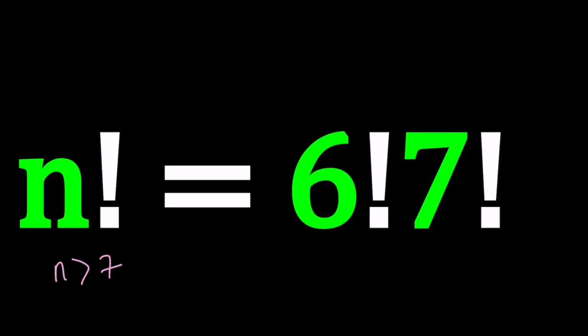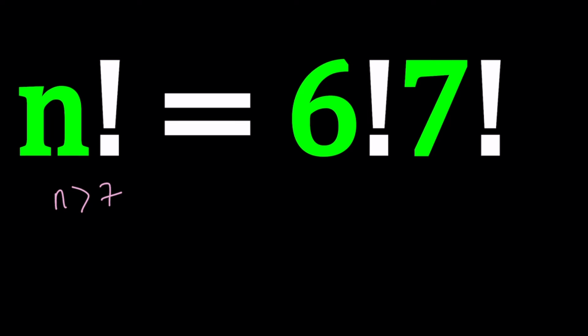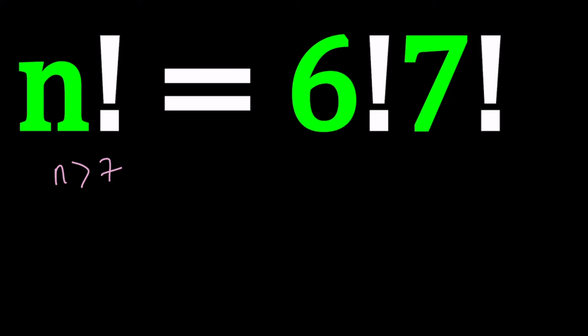Okay, great. Now we also should notice that n cannot be prime, because if it is, it has to be greater than 7. And what are some of the primes that are greater than 7? For example, 11, 13, 17. And notice that n cannot be any one of these, because neither 6 factorial nor 7 factorial can contain one of these primes.